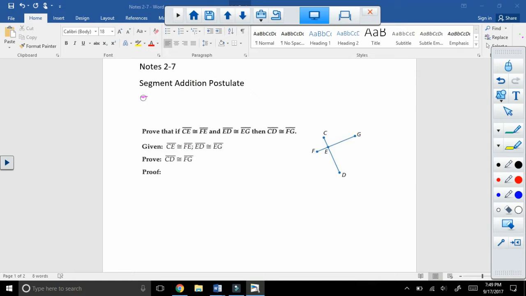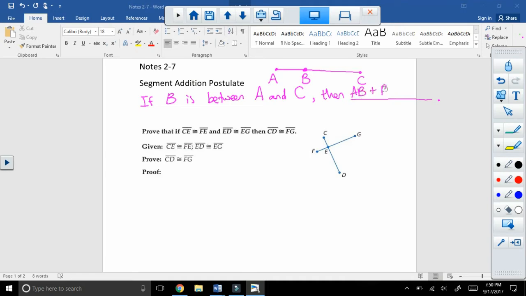The segment addition postulate says that if B is between A and C, then, and actually I'm going to leave this blank for a minute, and we'll see if you guys can remember what this would be. So if I have a point between two other points, remember that could be anywhere in between, what would the equation look like for this? Well, I would say that AB plus the length of BC would equal the entire thing.